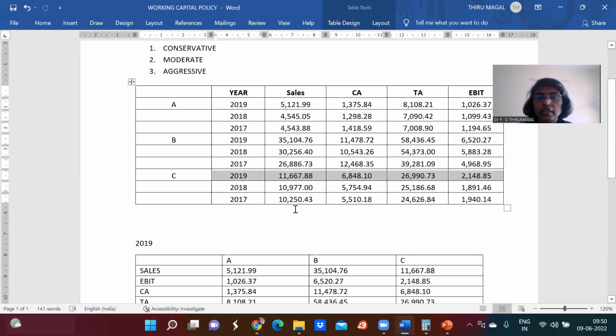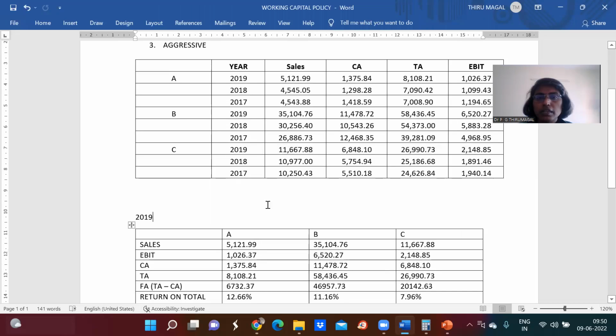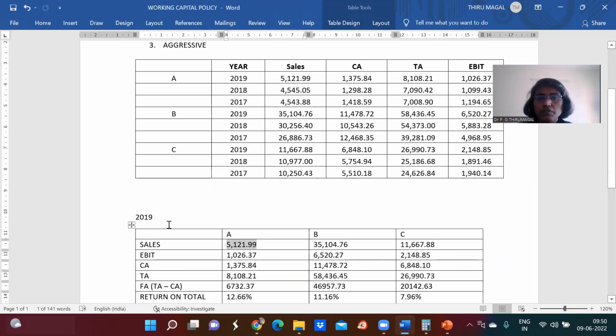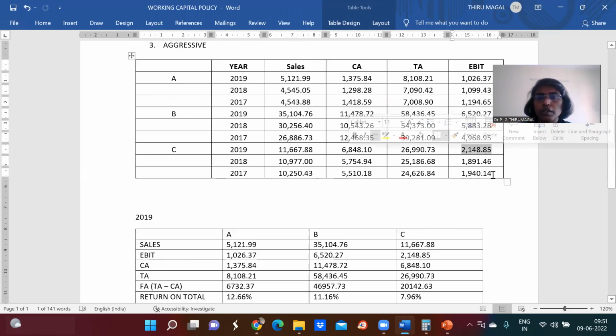Now, for 2019, we have to rearrange the same data like this. What we have to do is take the sales data, that is, for company A for 2019. Similarly for company B, and similarly for company C, we take the sales data. Next is EBIT, that is earnings before interest and tax. That is for company A, and for company B this is the data for 2019, and for company C the EBIT is this one, 2148.85.